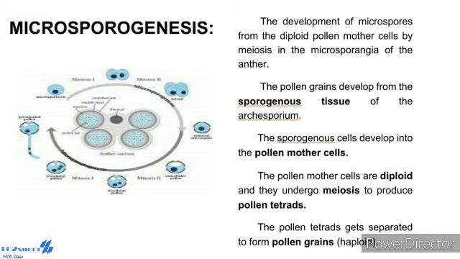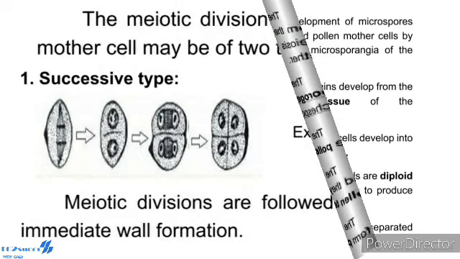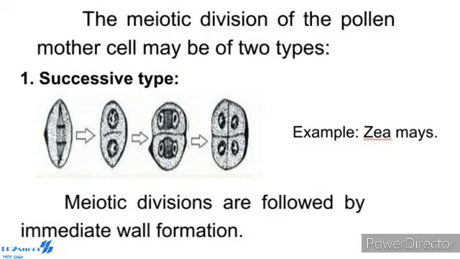The pollen mother cells are diploid and they undergo meiosis to produce a pollen tetrad. The pollen tetrad gets separated to form pollen grains or microspores. The pollen grains are haploid. The meiotic division of the pollen mother cell may be of 2 types: successive type and simultaneous type.